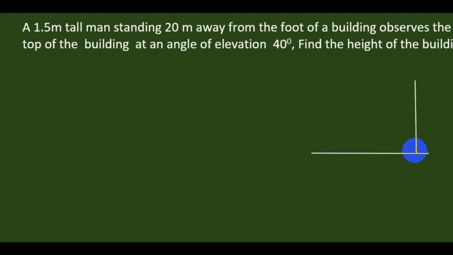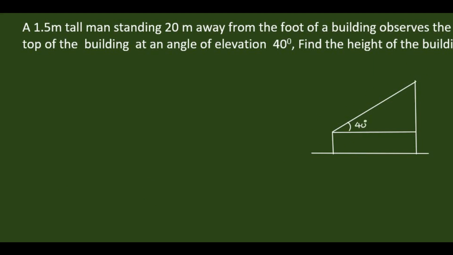From the foot of the building, a man, his height is 1.5 meter, stands away from the foot of the building. When he looks straight, parallel to earth, his ray of vision will be like that. From there, he observes the top of the building. And so he makes an angle of elevation here. It is said in the question that this angle of elevation is 40 degree.